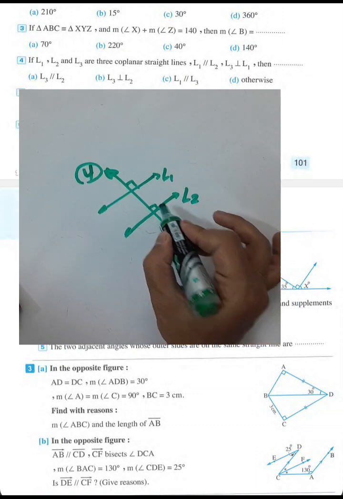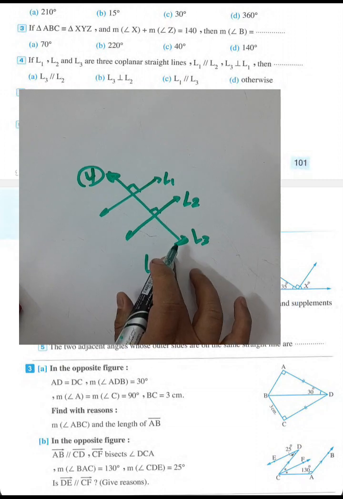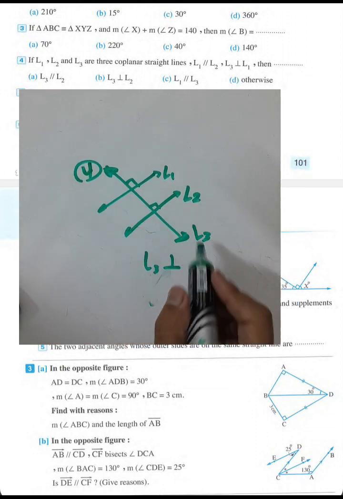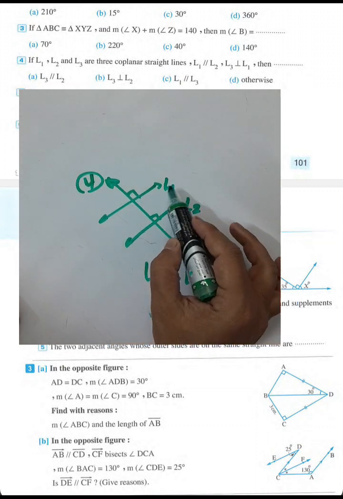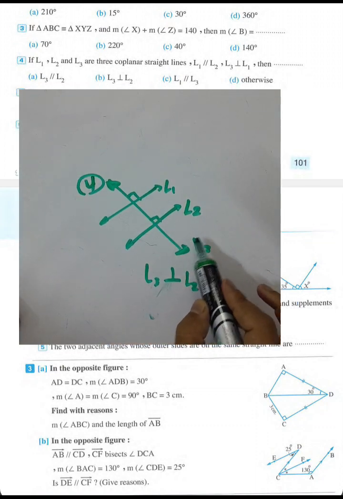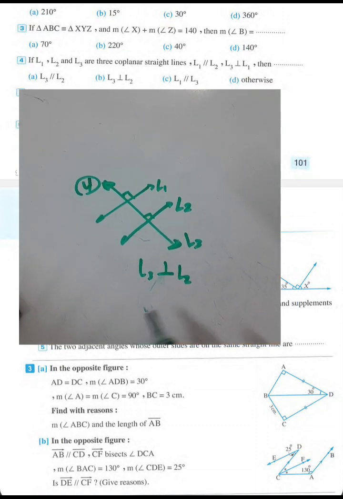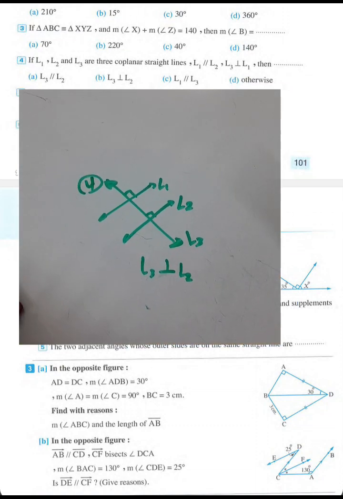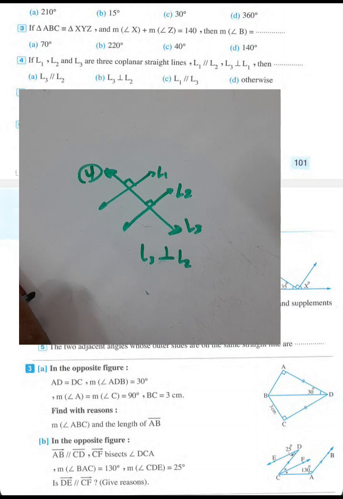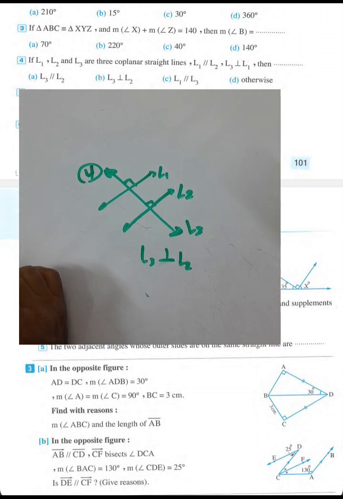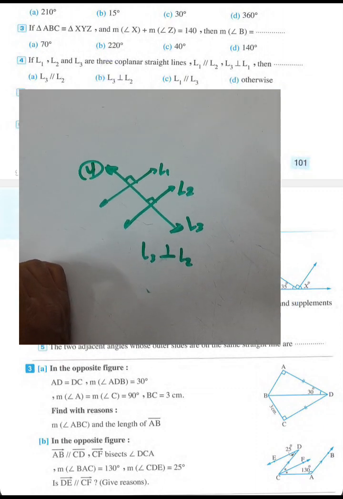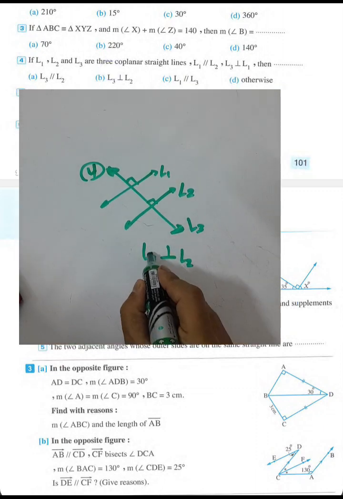Then L3 will be perpendicular to L2. Okay, because L1 is parallel to L2 and L3 is perpendicular to L1, then L3 is perpendicular to L2. Understood? This is question number 4. Choose letter B, L3 perpendicular to L2. Okay.